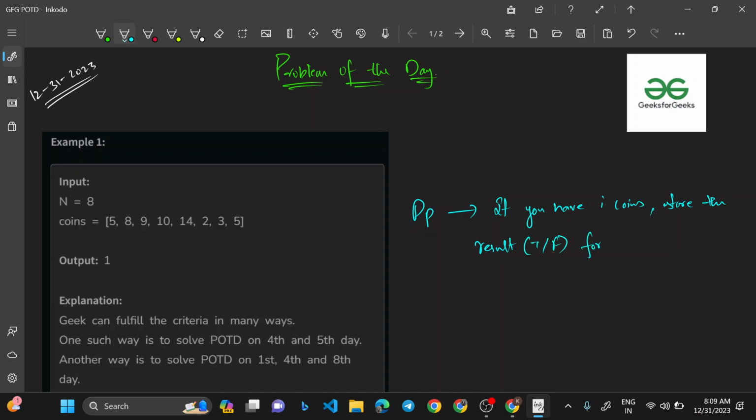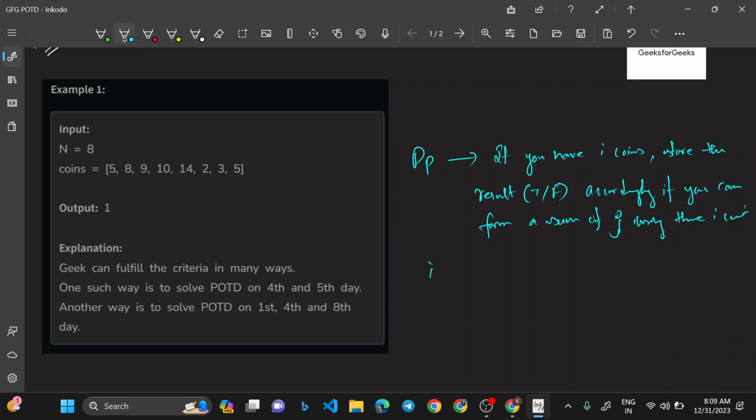True or false, accordingly, if you can form a sum of j using those i coins. So what do I mean by that? If you have i number of coins, and you have a sum j to be formed, you can store DP of i of j to be true or false if you can use these i coins to make a sum of j. Use in the sense, it's not like you'll definitely be taking each and every coin into consideration.